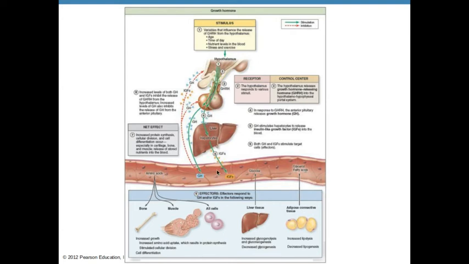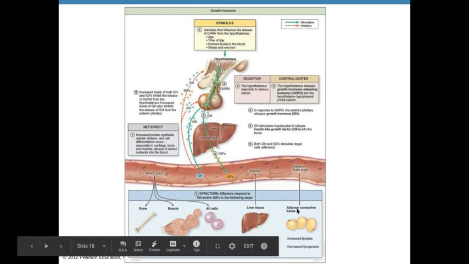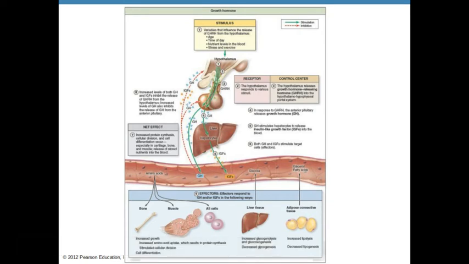Okay. So cool thing about growth hormone. And so we'll talk a little bit more about that if we have time over the next few days. Okay. So really cool thing.